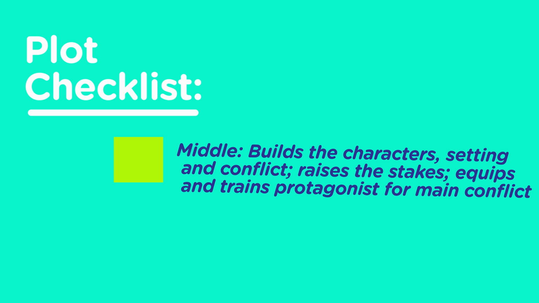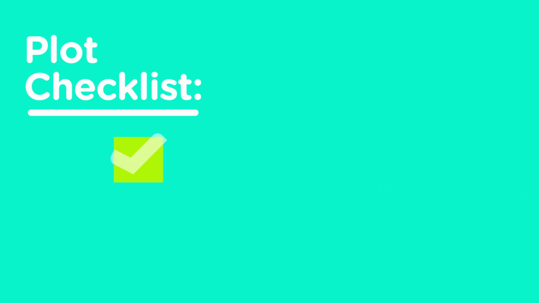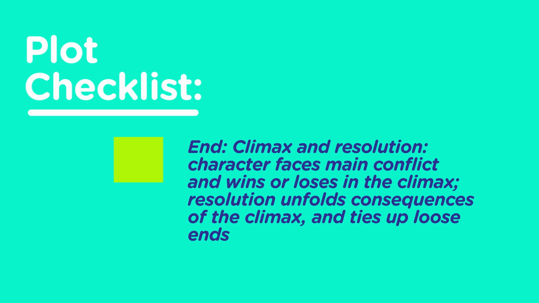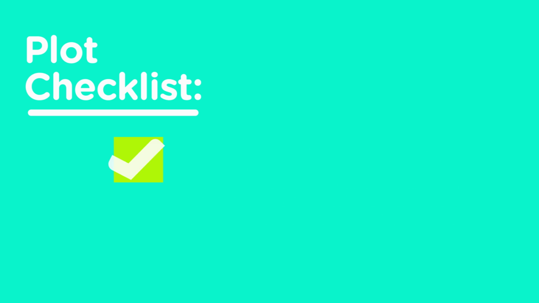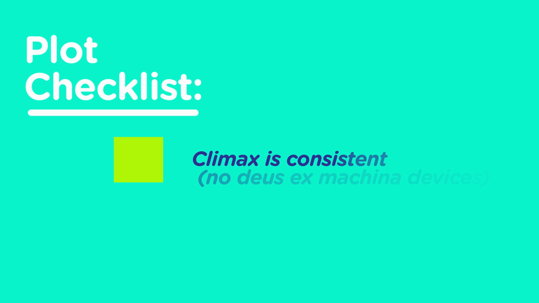Does your middle build the characters, setting, and conflict, raise the stakes, and equip and train the protagonist for the main conflict? Does your end contain a strong climax in which the character faces the main conflict and wins or loses? Is there a resolution in which the consequences of the climax unfold and all the loose ends are tied up? Is your plot logical according to the rules of the setting? And is the resolution of the climax consistent with the plot, or do you introduce a Deus Ex Machina device to resolve it? Happy rewriting!